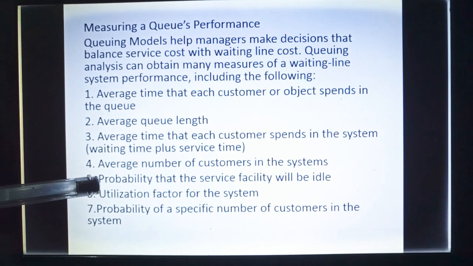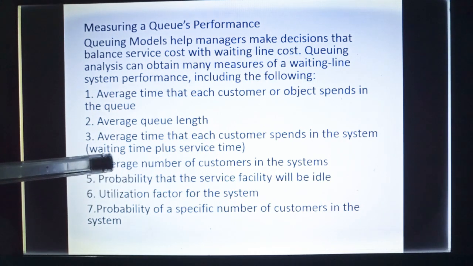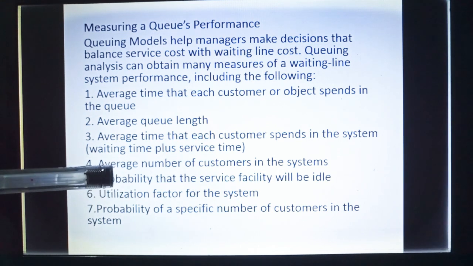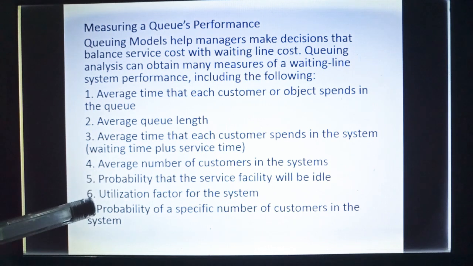Then the probability that the service facility will be idle. This is also important in performance because it wastes the cost of the owner of the business. If some of the servers are idle, then they are just wasting time, wasting cost for, let's say, employees because they are idle. And then the utilization factor for the system. This is one of the important ways we utilize factors in a queuing system.